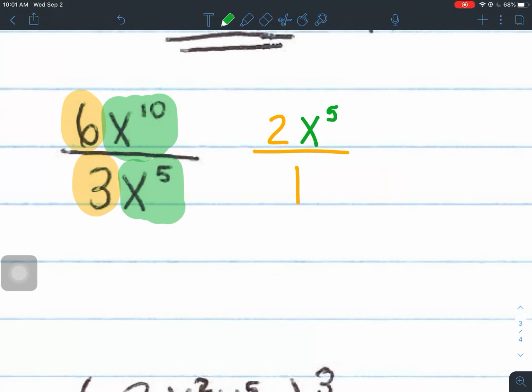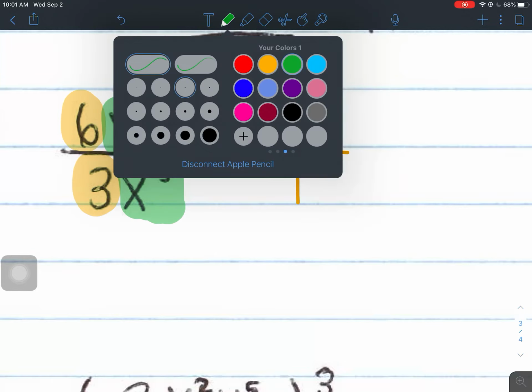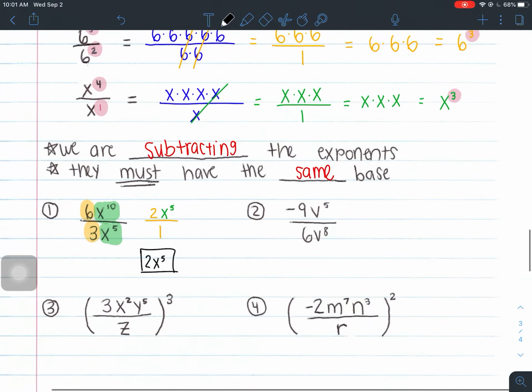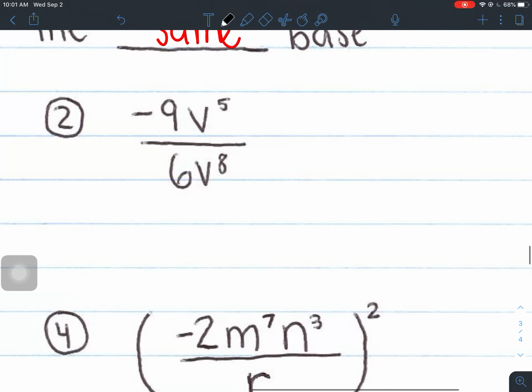Okay, now is it necessary for me to write that this is all divided by 1? No, I don't have to write that. So I could just write x to the 5th and I'll be finished. Okay, now I write that 1 there just in case there happens to be something in the bottom of my fraction. But because there isn't anything in the bottom, it's just a 1 and I don't really need it, I can get rid of it. All right, moving on to number 2.